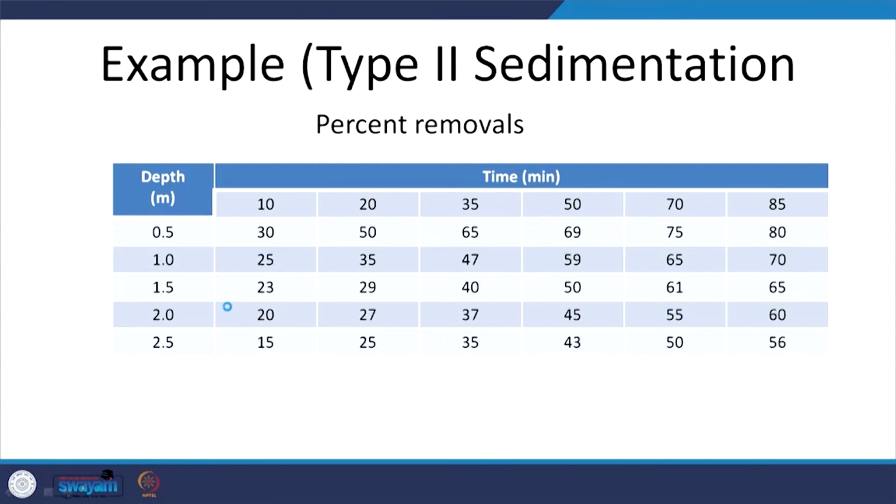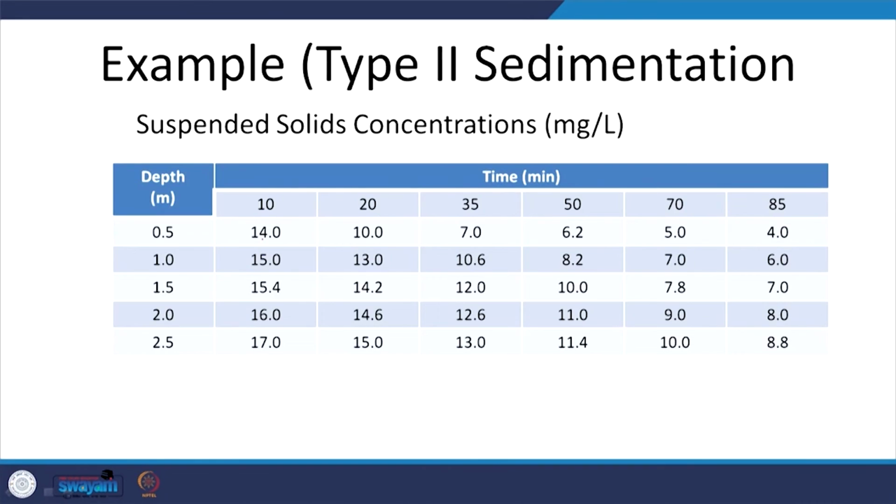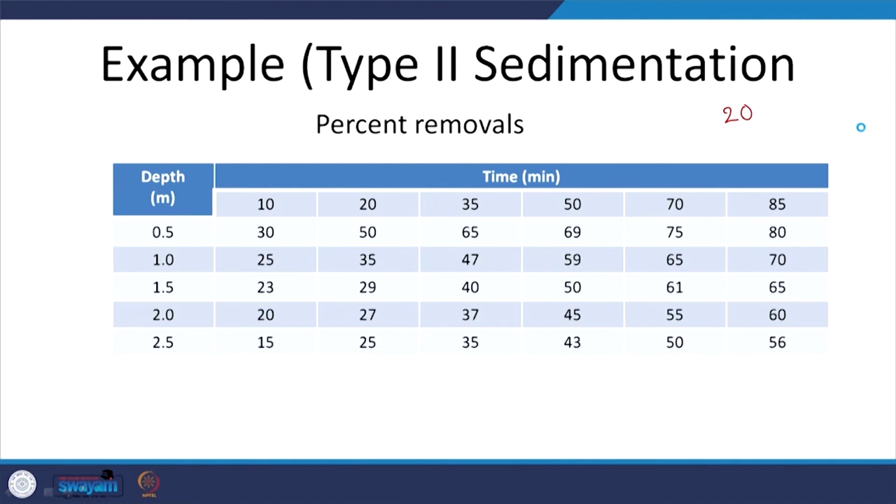So, percentage removals: I can calculate the percentage removal from that, because I know that the initial concentration is 20. For example, here it is 14, so 20 minus 14 is 6, 6 by 20 into 100%. In the other case it was 15, so 5 by 20 into 100, so 1 by 4 into 100, 25%. Thus, you can calculate the percentage removals at these particular sampling points and times.